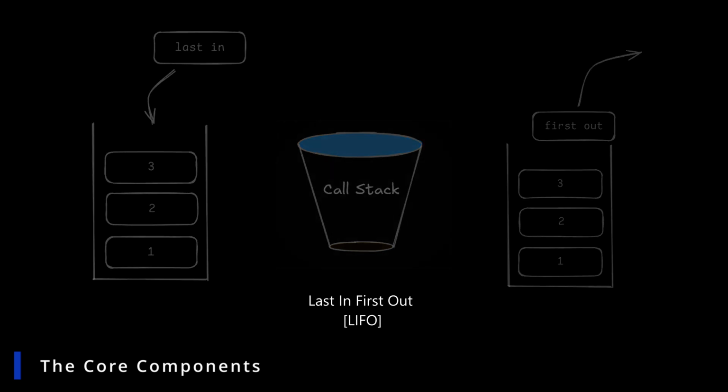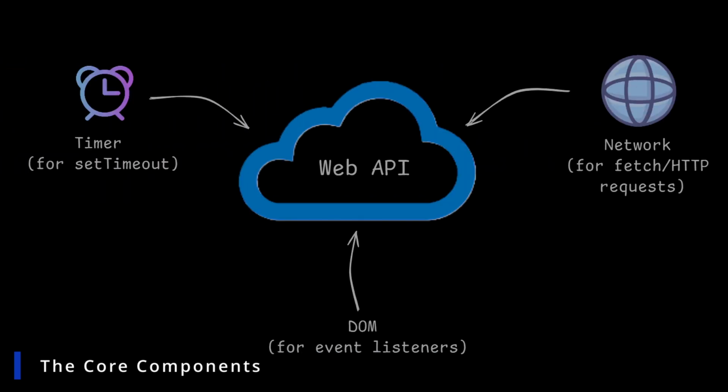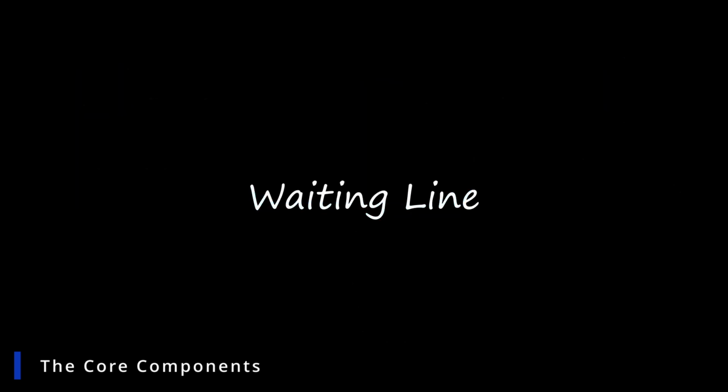When the call stack encounters a task that takes time, like a setTimeout, it delegates it to the Web API, which is a set of tools the browser provides. The Web API handles the task in the background. Once the Web API finishes, its callback function is moved to a waiting line.